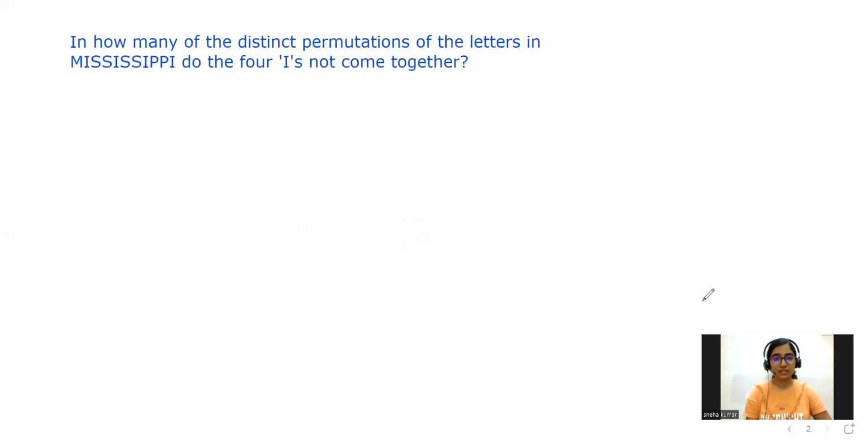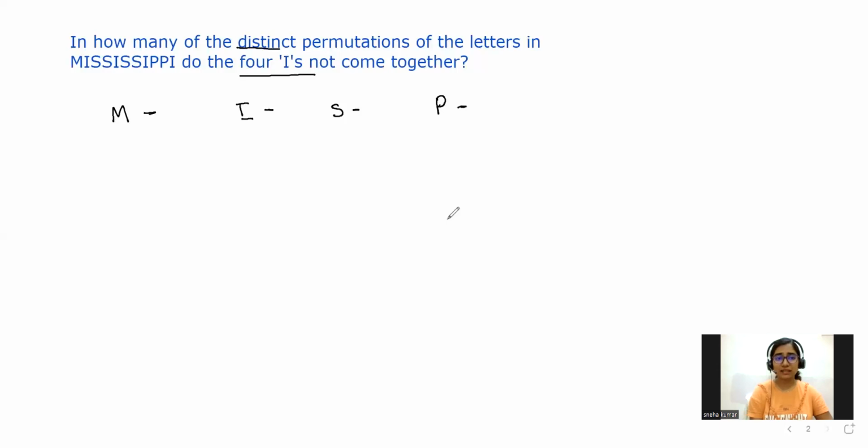Okay, let's try a question here. Take a look at this question. In how many distinct permutations of the letters of Mississippi do the four I's not come together? So first of all, we're talking about distinct permutations. How to do this? First, let's take out this word and see how many letters I have. So I have the letters M, I, S, and P. These are the four different letters that we have.